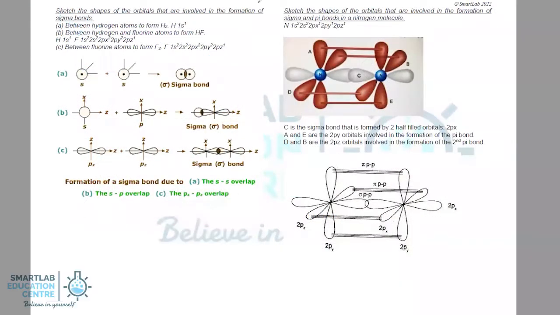Let's take a look at some examples. When hydrogen atoms come together to form H2, they form a sigma bond because each hydrogen atom has an electronic configuration of 1s1, which is a half-filled s orbital. And so the two half-filled s orbitals can do a head-on overlap to give rise to a sigma bond.